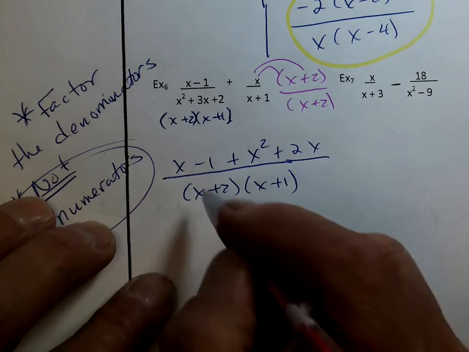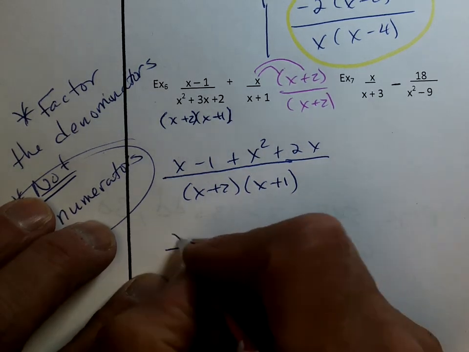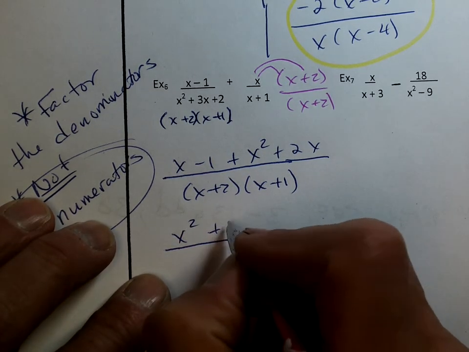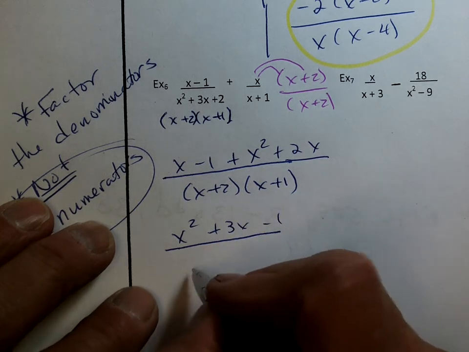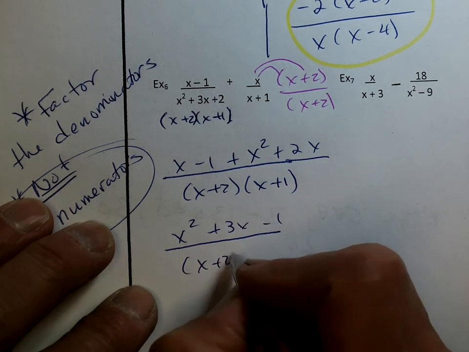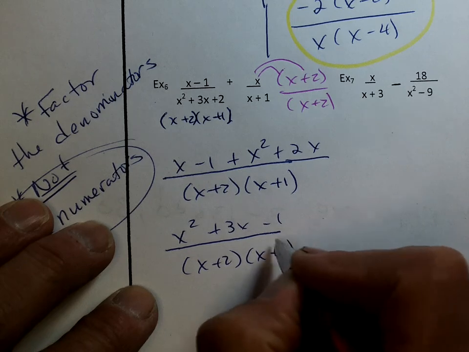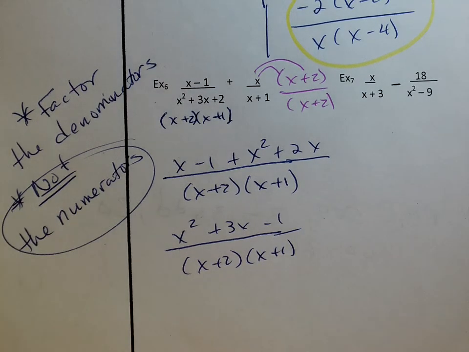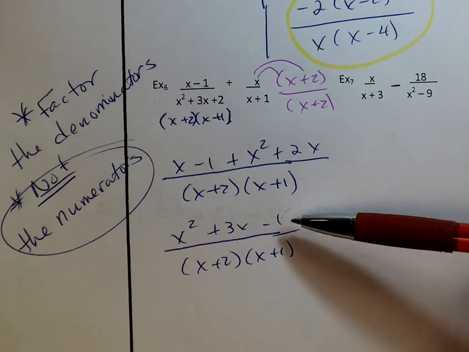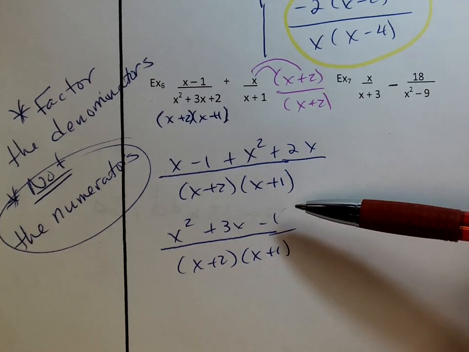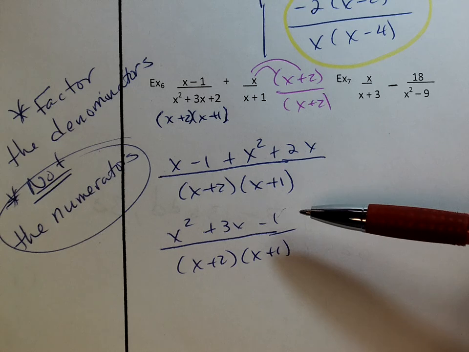Let's tidy it up. So I'm going to have an x squared plus 3x minus 1 over an x plus 2, x plus 1. Okay, how's that look? Now, darn it, the numerator won't factor. It won't. And that's kind of good news because we're done.